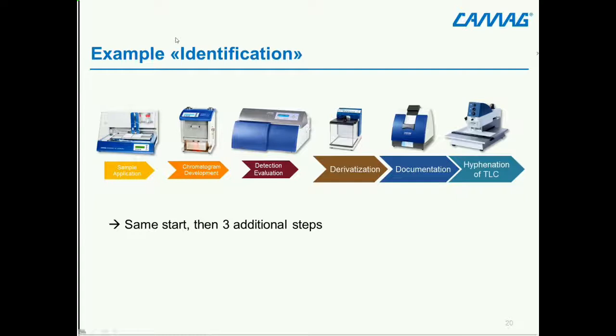But HPTLC can do more. So these 3 steps are for the quantification, either for the limit test or for quantification of the content by multi-level calibration. And then we can add derivatization, documentation, and we can do structure confirmation. The start is the same as for the identification, but then we have 3 additional steps.